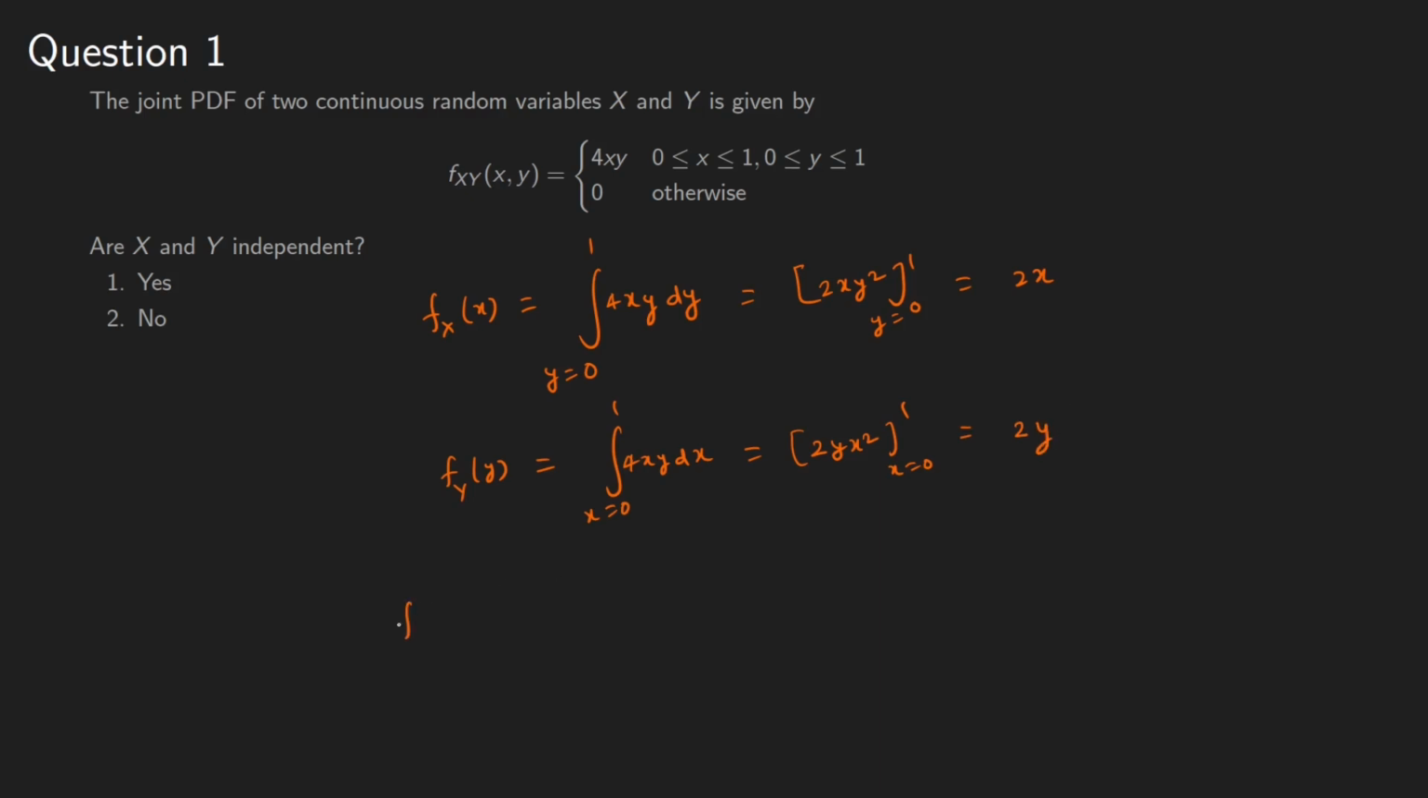So what is the product of the marginals? fx(x) times fy(y) is equal to 4xy, which is equal to the joint PDF of x and y. So the conclusion comes out that x and y are independent.